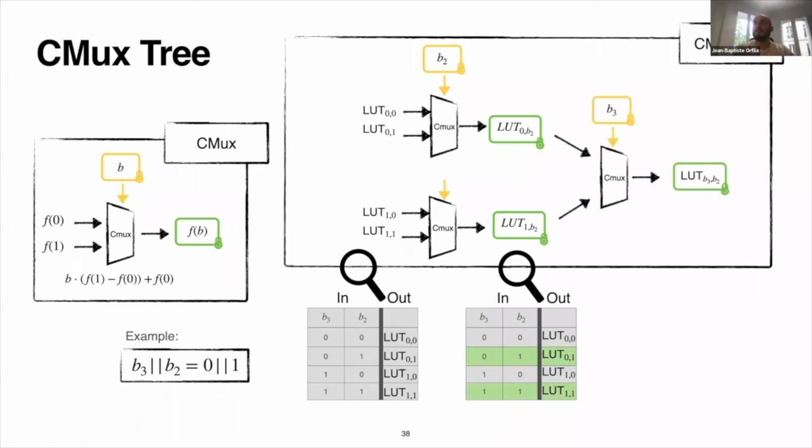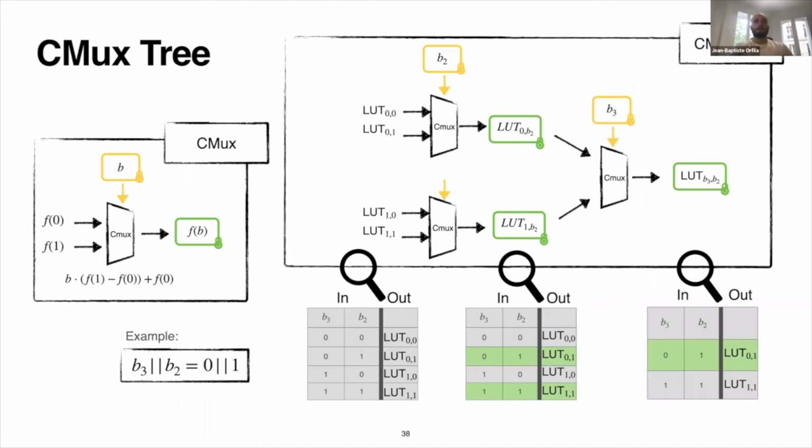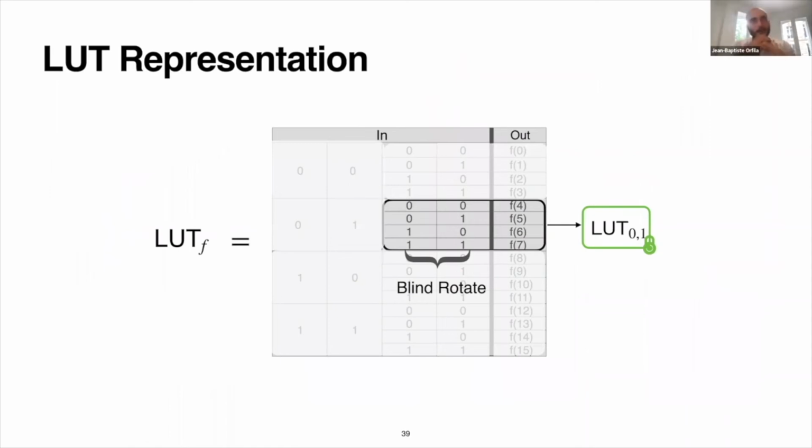Then, if we apply 1 more CMUX, but this time using the B3 bit as a selector, we are able to choose the correct LUT. This means in our case that we are choosing the LUT 0, 1 according to the value of the encrypted bits. So now we know in which part of the array we are. Among the 4 LUTs, we choose the correct one. So this is the 0.